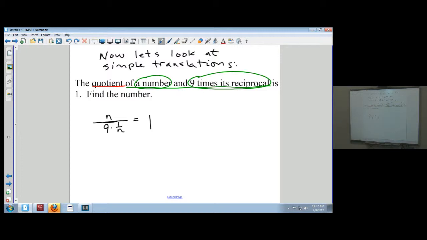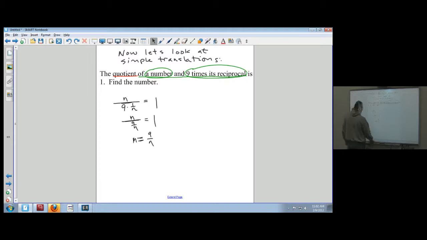Okay, everybody? So what exactly do we have here? We have n over 9 over n equals 1. Well, if we cross multiply, now how can we cross multiply? Because 1 is a ratio. So when we cross multiply, we have n equals 9 over n. We've cross multiplied because 1 is the same as 1 over 1. Now we've got to cross multiply again, so we get n squared equals 9.